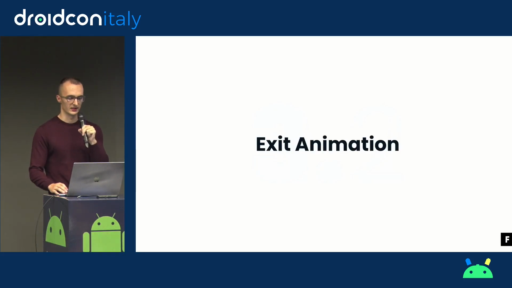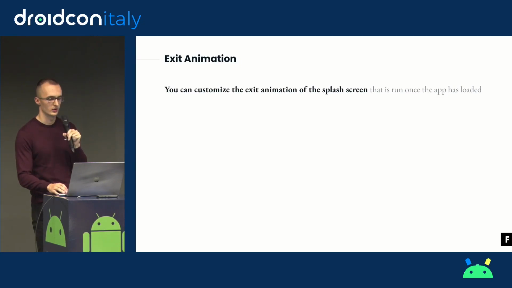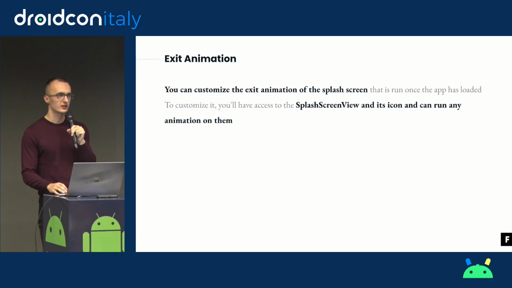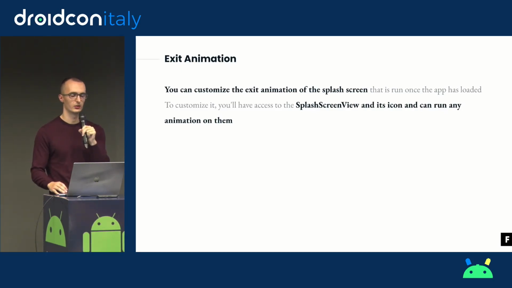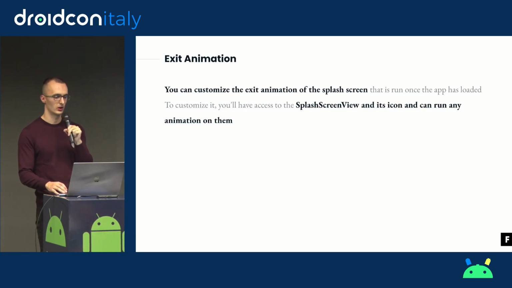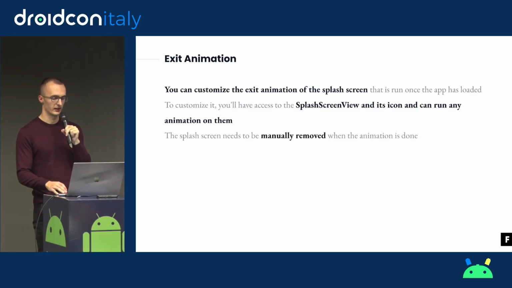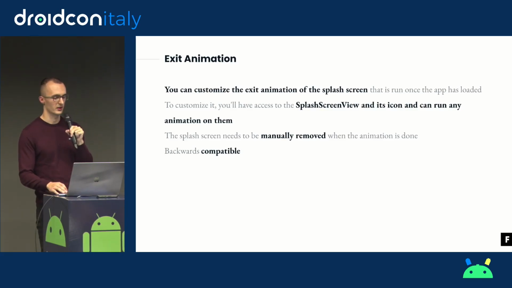Now let's add an exit animation. So you can customize the exit animation of the splash screen that is run once the app is loaded. To customize the exit animation, we need access to the splash screen view and to the splash screen icon view, and then we can run animations on these two views. The thing with exit animation is that the splash screen needs to be manually removed when we add an exit animation. And exit animation, unlike the icon animation, is backwards compatible.